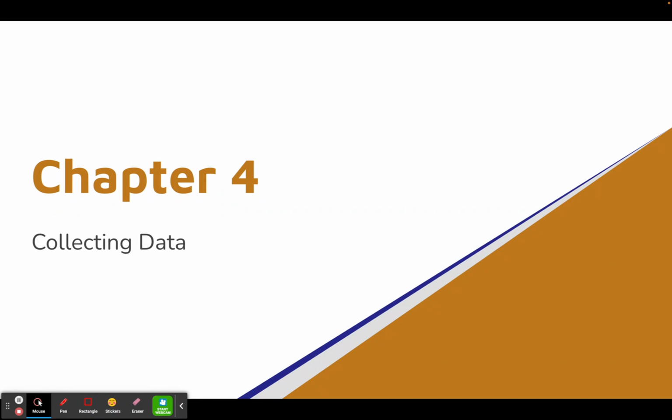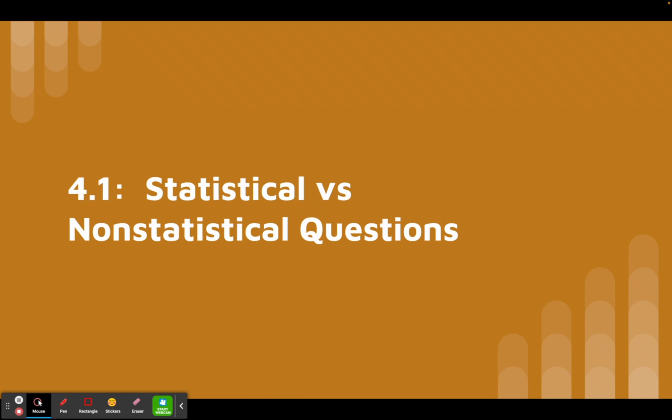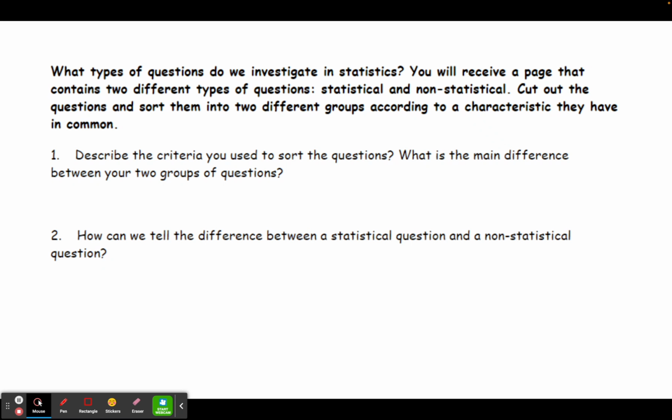We've already spent some time learning how to analyze data and use data to test a claim. Now we're going to learn about how scientists, researchers, and statisticians collect data. So, Chapter 4 is all about different ways that we can collect data. And we're going to start in Lesson 4.1 by identifying statistical versus non-statistical questions and some other vocabulary that we use throughout this chapter.